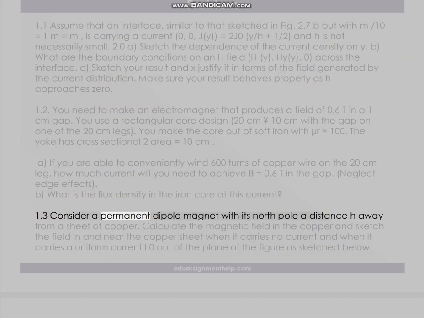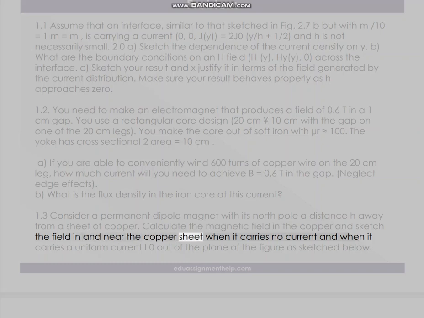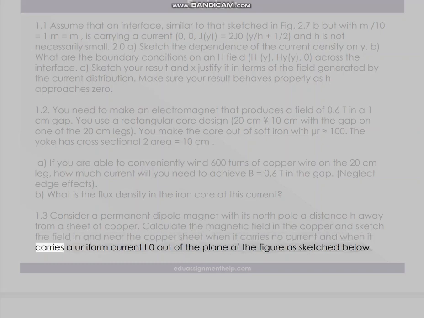1.3. Consider a permanent dipole magnet with its north pole a distance h away from a sheet of copper. Calculate the magnetic field in the copper and sketch the field in and near the copper sheet when it carries no current and when it carries a uniform current I0 out of the plane of the figure as sketched below.